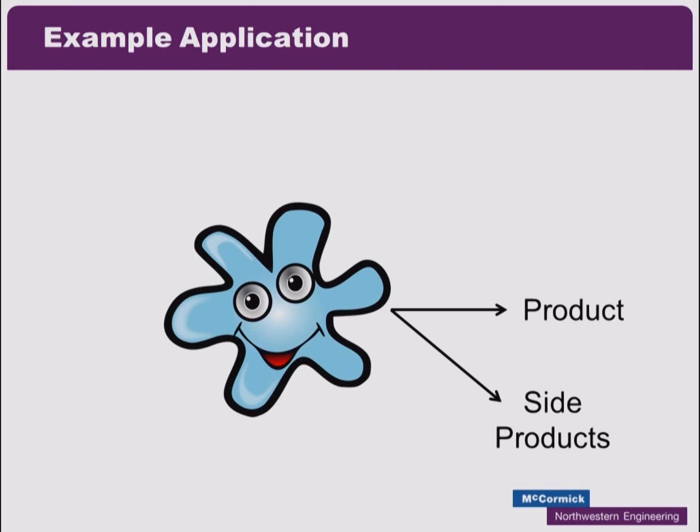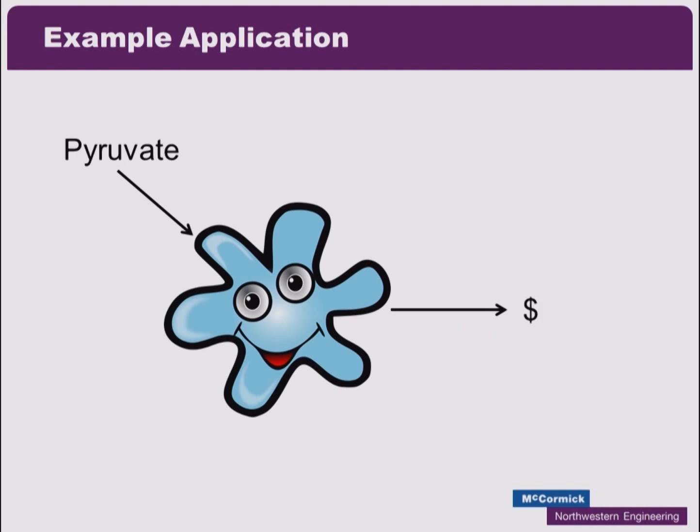So they were wondering if there was some way that we could find pathways from pyruvate that avoid these side products and still make our product. The product name is long to write, so I'm just going to represent it as money, because what they really wanted was for me to find a pathway that they can load in pyruvate and make money from this bacteria.